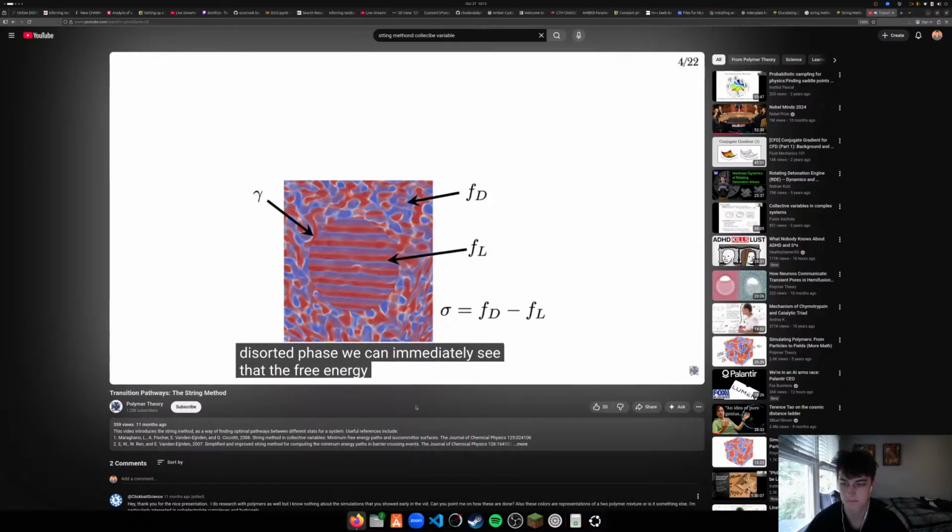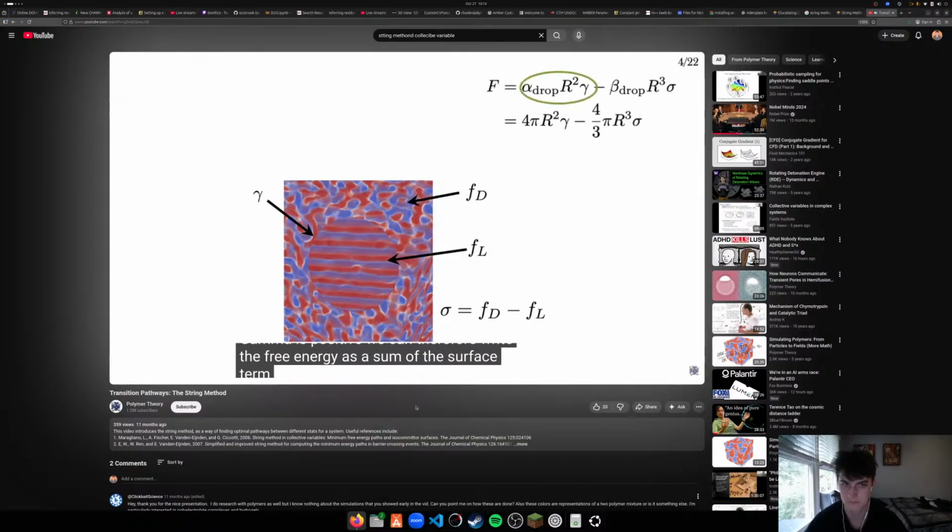We can immediately see that the free energy of the structure has to be larger than either of the phases. If it wasn't, well, the system would prefer to be in that state rather than either of the metastable states, so this would be the metastable structure. So the surface has to be unfavorable and gamma is positive. We can therefore write the free energy as a sum of the surface term that varies with the length of the droplet squared, and a volume term that varies with the length scale cubed.